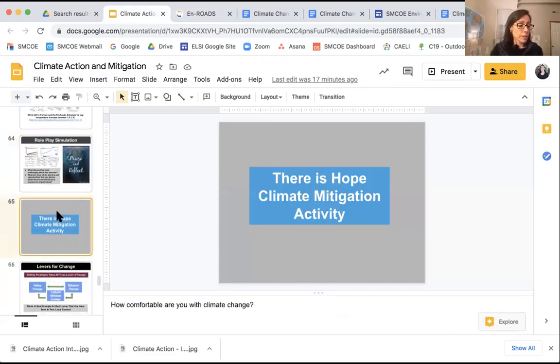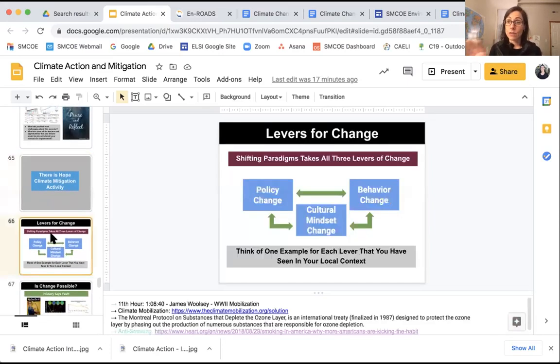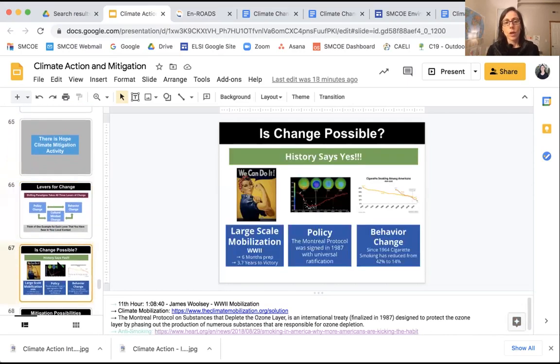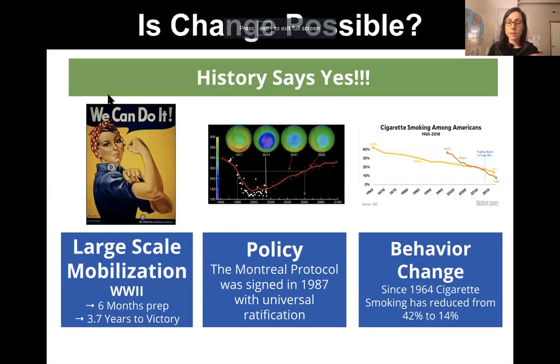There's also one more that is a little bit more connected to like the social studies mindset. And that's looking at how there is hope for change based on what we've been able to do historically. So this one is looking at these levers for change and is connecting back to where in history have we seen change happen. So for example, we saw large scale mobilization in World War II, where humans were able to just rapidly mobilize in 6 months. And it took us a little more than 3.5 years to get to victory in the war.